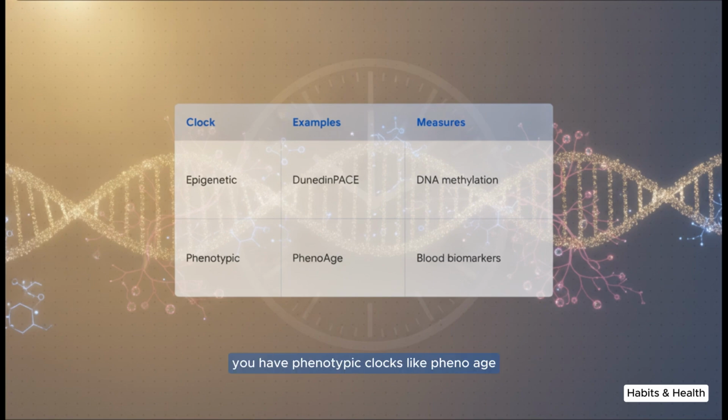On the other hand, you have phenotypic clocks, like PhenoAge. These just look at 9 standard blood biomarkers, things measuring your inflammation and metabolic health. They give you a much cheaper, highly accessible snapshot of your systemic physiological state. Both are fantastic tools, but they give us two slightly different pieces of the puzzle.